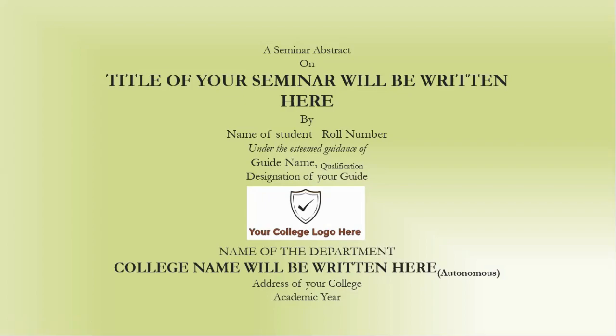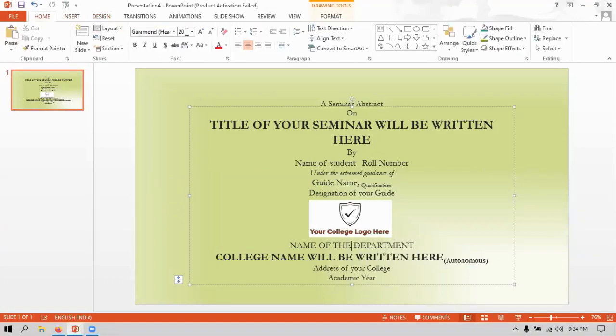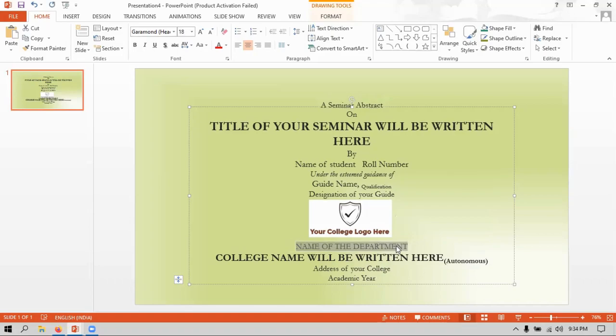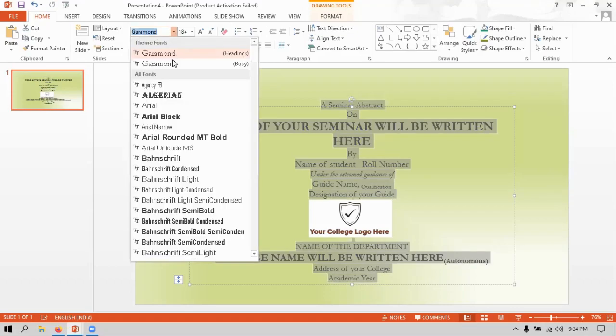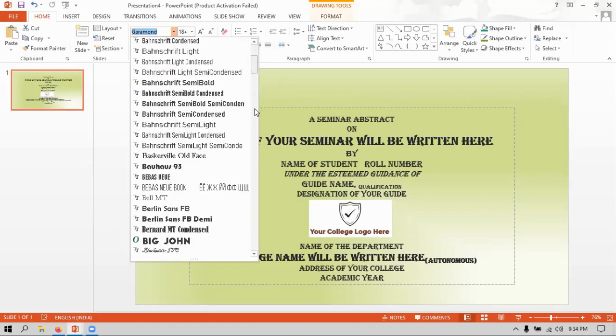So I'm going to decrease the font size of the name of the department and college name. Earlier I had given the name of the department as 20. So now I'm going to give the name of the department as 18. Because earlier, without applying the theme, if you observe, the entire text is in Calibri format. When you look here, it is in Calibri format.